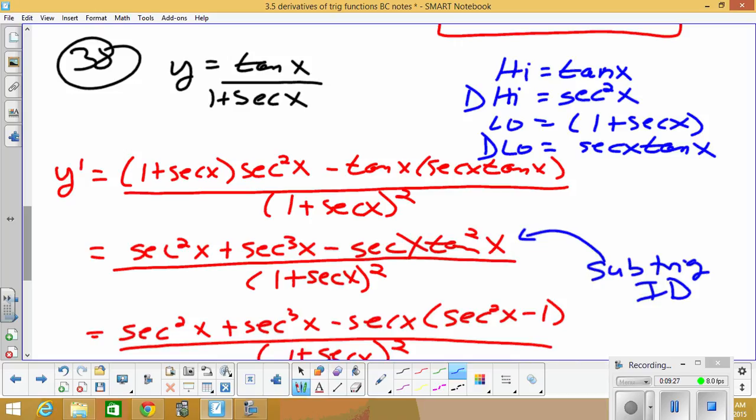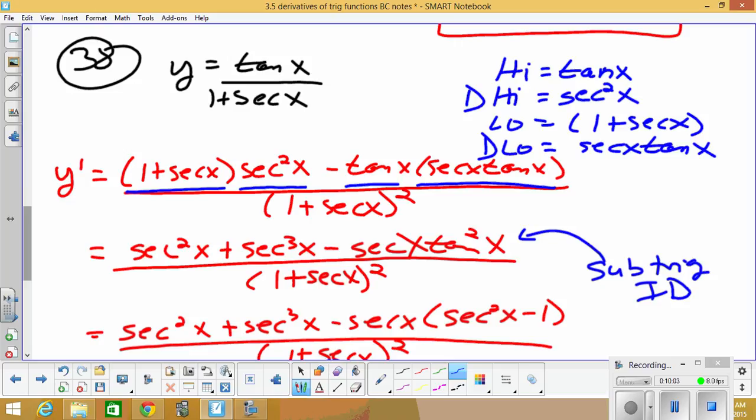I did a homework problem number 38. We have the function y equals tangent x over the quantity 1 plus secant x. So if this is the case, I'm going to use the quotient rule again. I set up my d high, low, d low over to the side in blue, and I use the quotient rule. So my formula here is low d high minus high d low over low squared. So then it now becomes completely just manipulation and simplifying this expression.